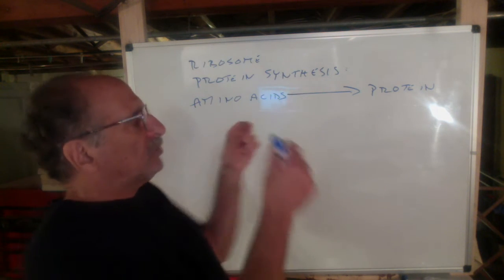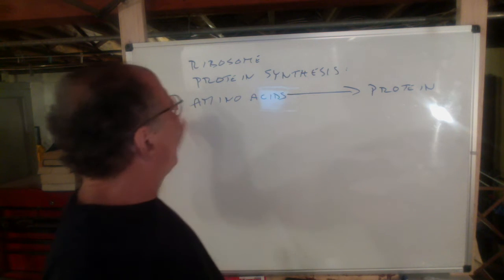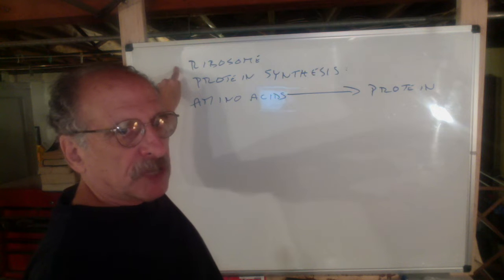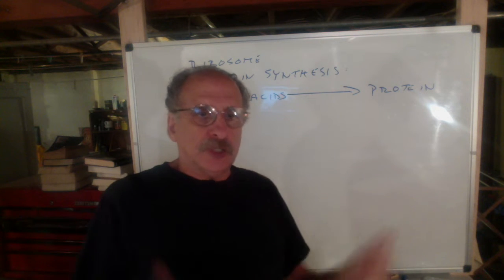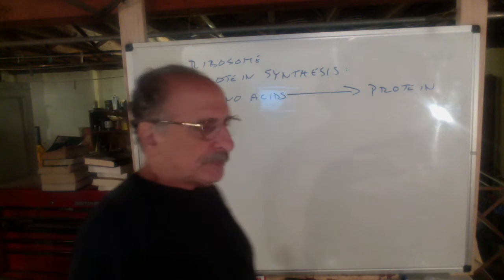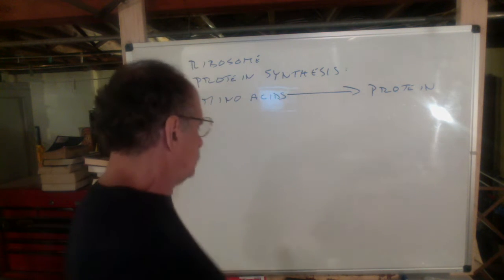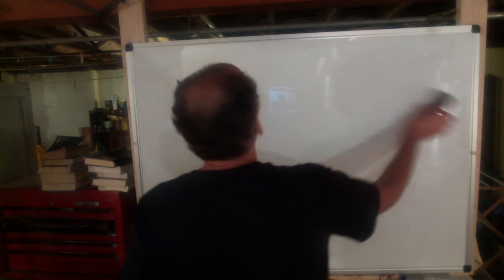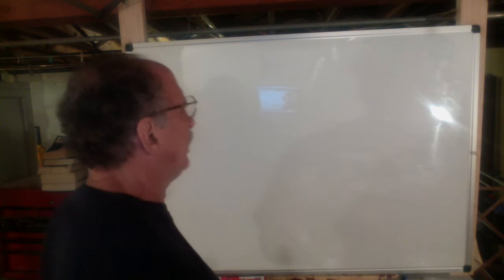So the beads are strung together on the ribosome. It's like a factory or an assembly line where we're going to string the amino acids together, and that's why we say the ribosome is involved with protein synthesis. So I'm talking about some examples of organelles. I'll give you one more example.